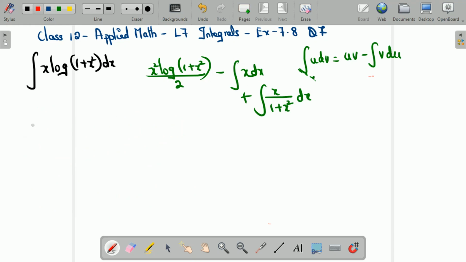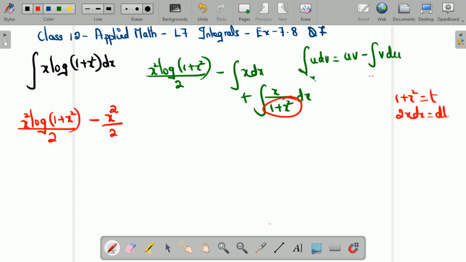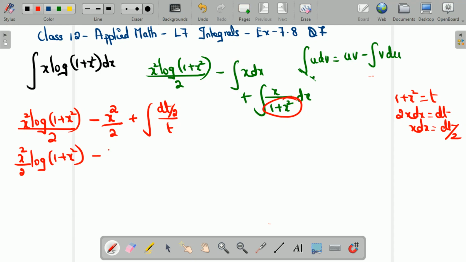Now we are going to perform this integration. So this is x squared into log of 1 plus x squared by 2 minus x squared by 2. Here I am going to perform substitution with 1 plus x squared is equal to t. So 2x dx is equal to dt, or x dx is equal to dt divided by 2. So this is going to be plus integral of dt by 2 by t. So this is x squared by 2 into log of 1 plus x squared minus x squared by 2 plus 1 by 2 integral dt divided by t.